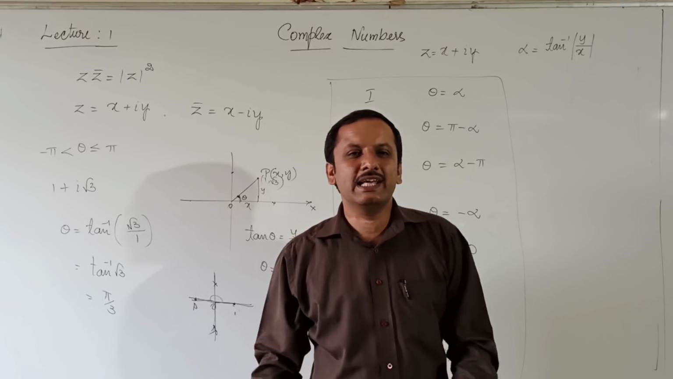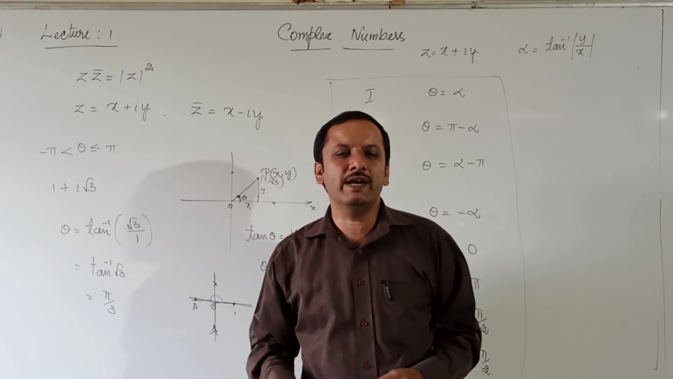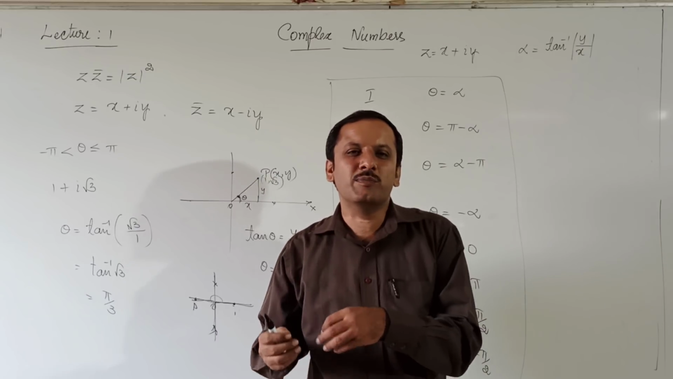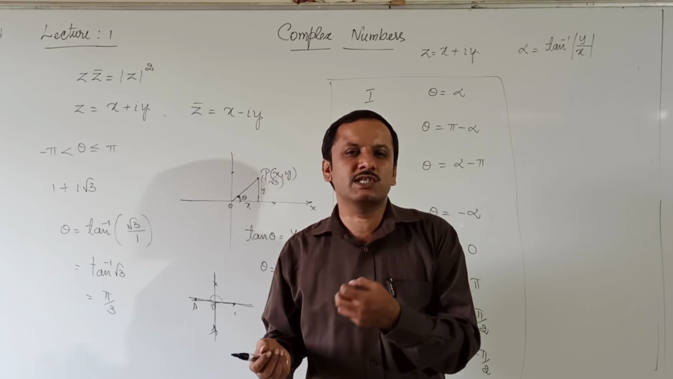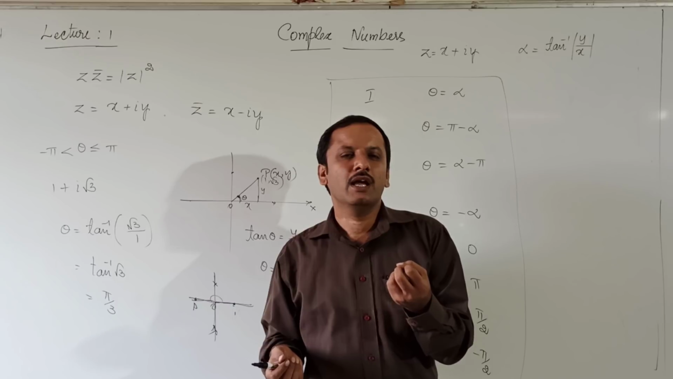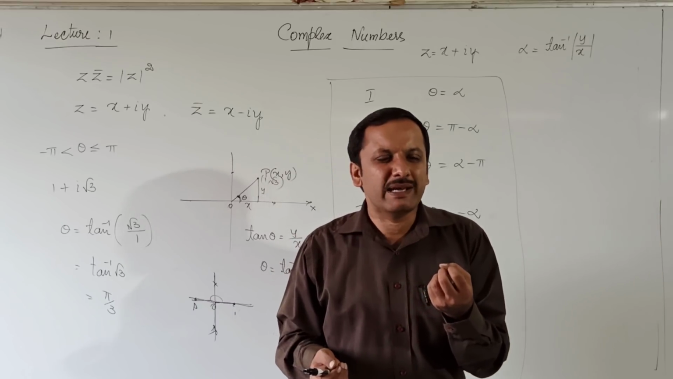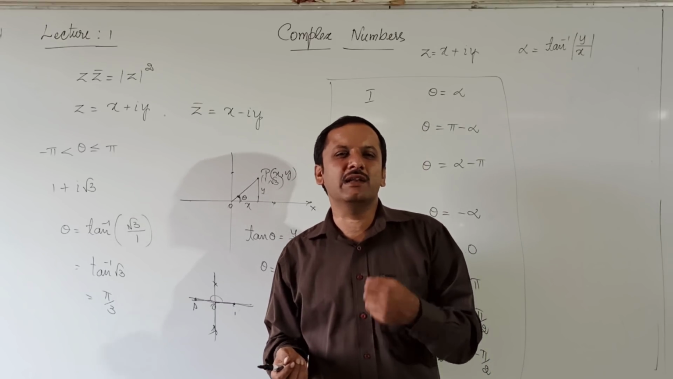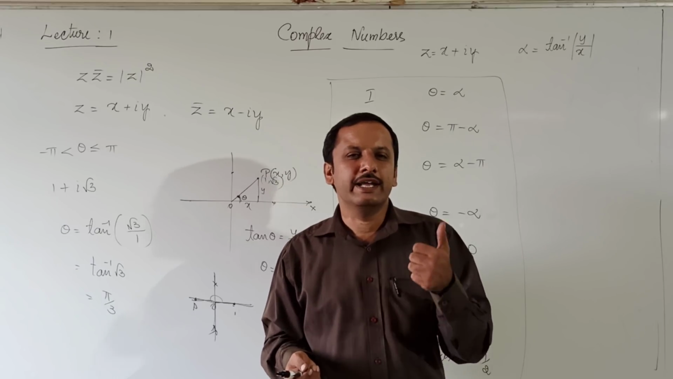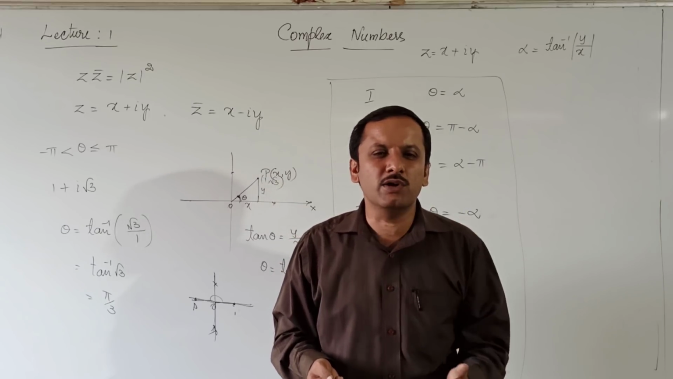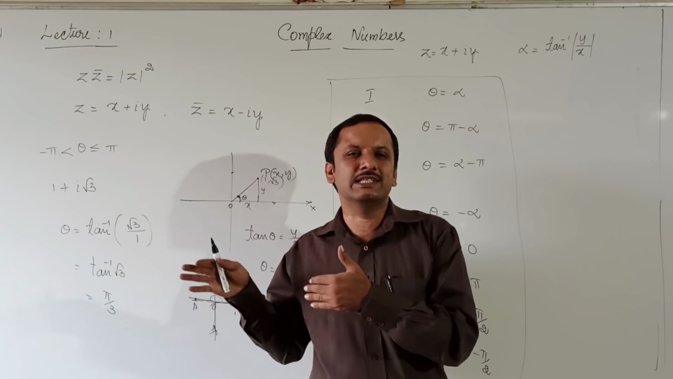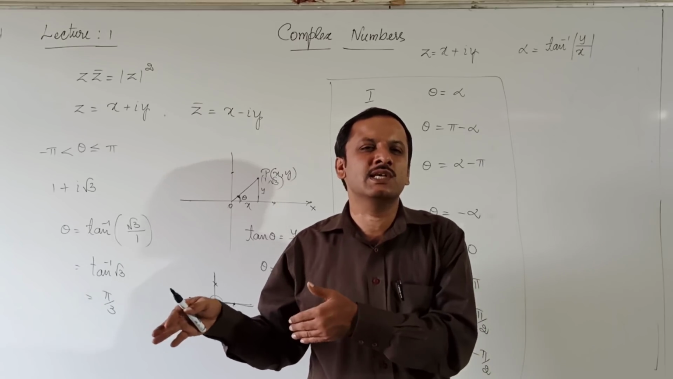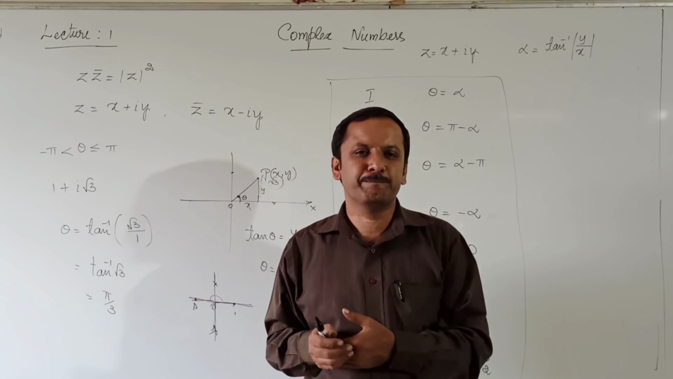The amplitude is 0. Similarly, when can a complex number lie on the negative x-axis? A complex number can lie on the negative x-axis if its imaginary part is 0 and the real part is negative. In that case, the amplitude will be pi.